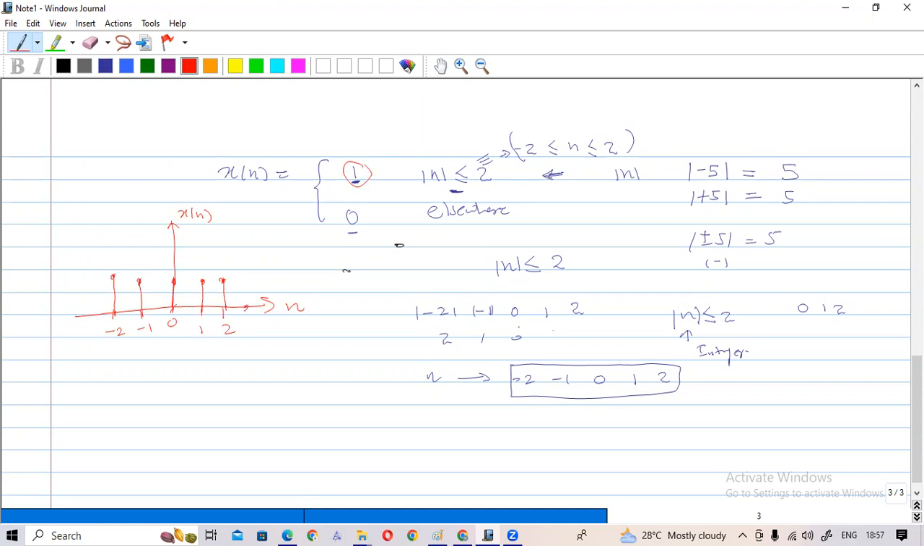For other n values, the value will be 0. Elsewhere means for the others. So that means from 2 to plus infinity and from minus 2 to minus infinity, the values are 0. So your signal is like this. You can see that this is a discrete time signal. Now you need to find the Fourier transform of this signal. So what is the identity for the Fourier transform?